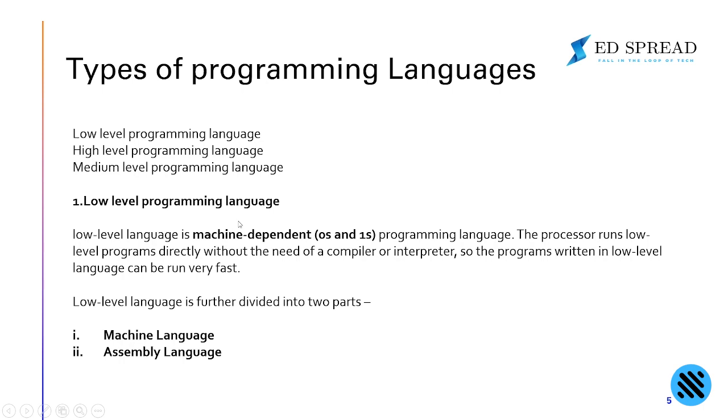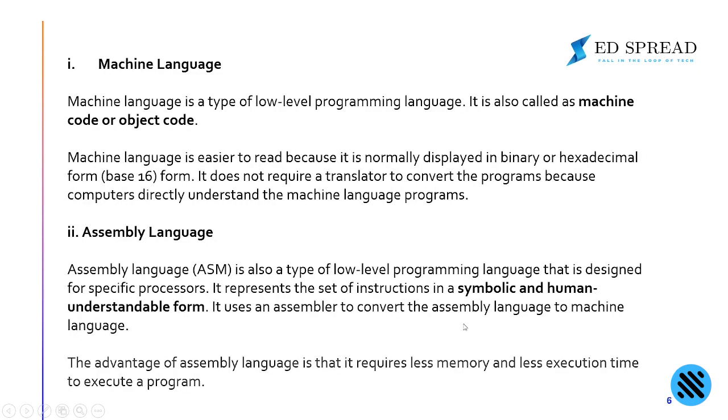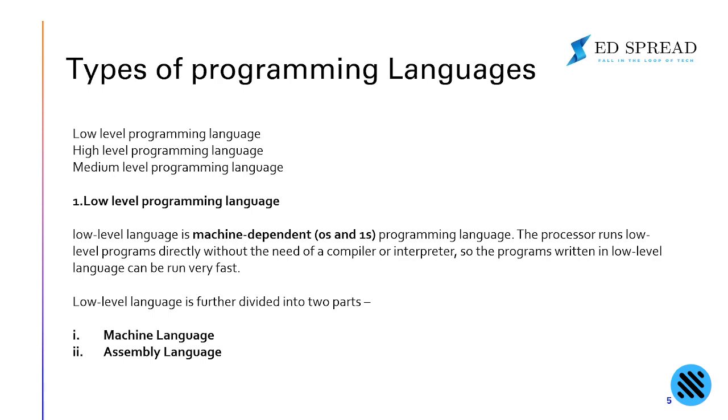Low level is nothing but machine dependent or machine level language, right? Machine level language is the language which is understood by the computer, not understood by us. The language is completely in zeros and ones, right? Zeros and ones is nothing but the binary system, binary numbers. So the processor runs low level programs directly without the need of a compiler or interpreter, right?